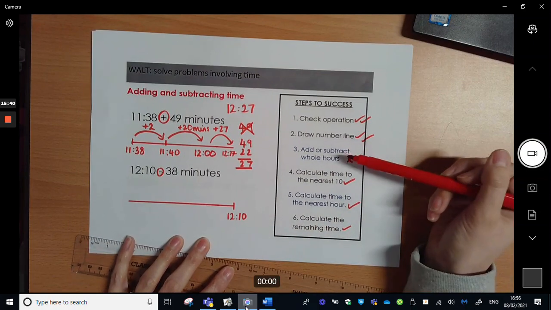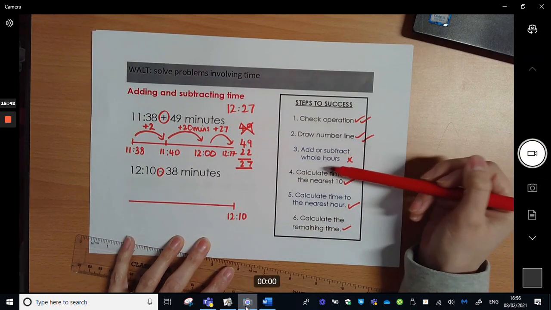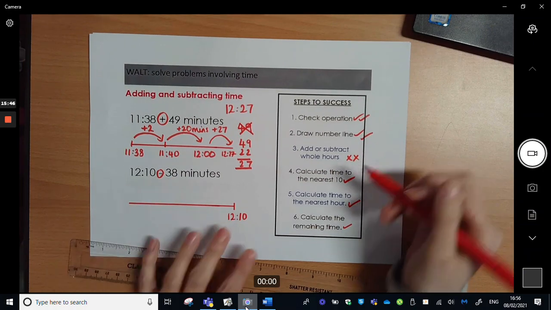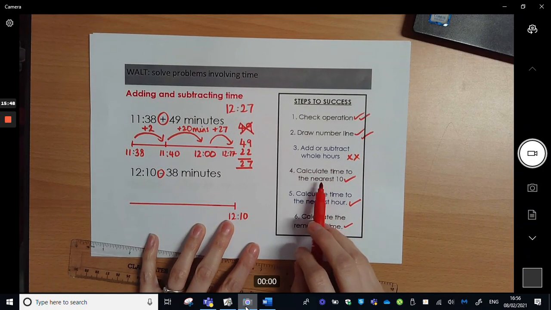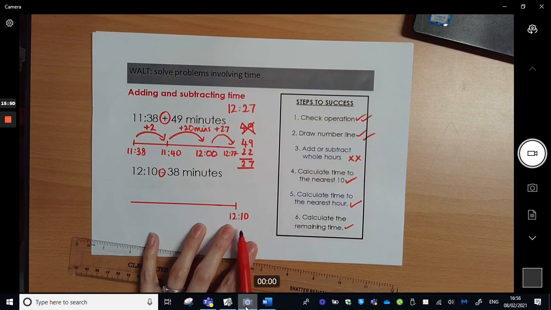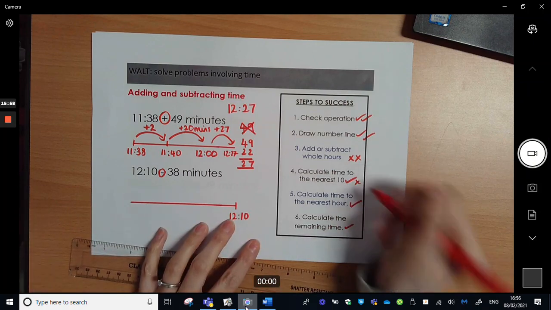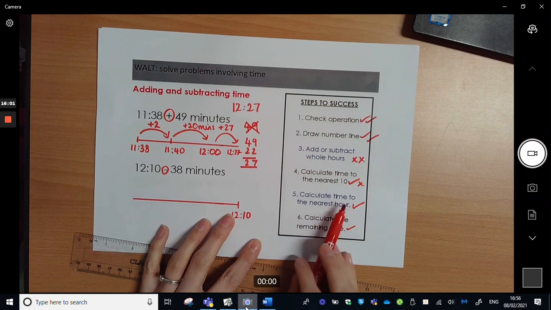Okay, so I'm going to go through my steps. I don't need to add or subtract whole hours this time because, again, 38 minutes is less than an hour. Calculate time to the nearest 10. So I've already got this on the nearest 10, so I don't need to do that step this time because I'm already on 10 minutes. So I'm going to cross that step out. That's not going to help me. Calculate time to the nearest hour.